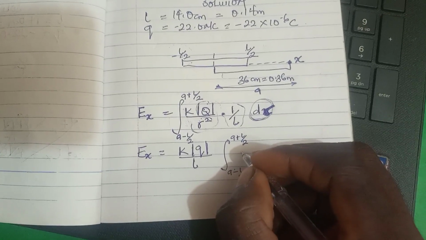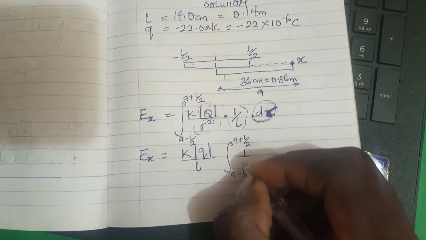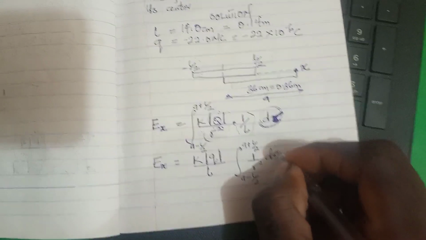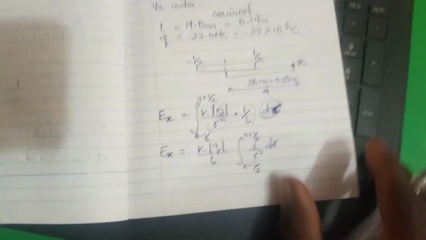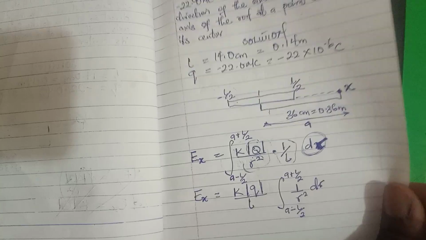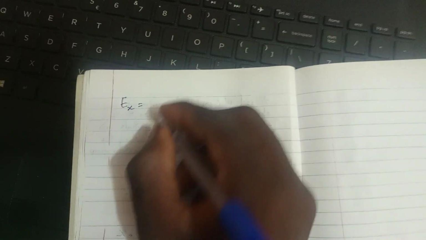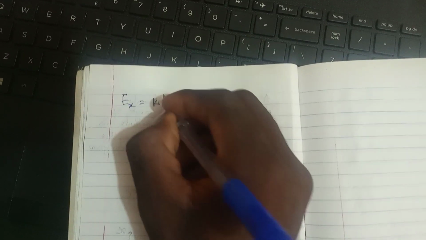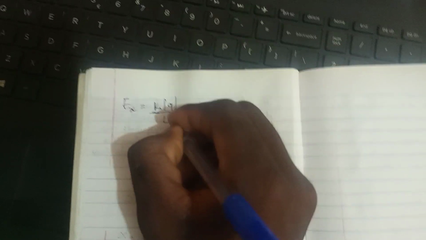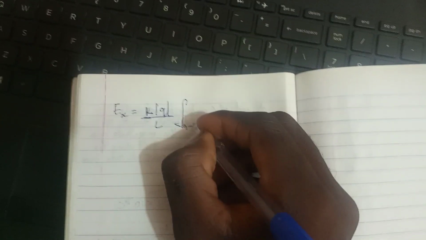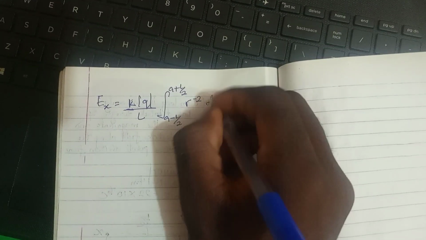We are integrating 1 over R squared, dR with respect to R. So if we go along, EX, we add K modulus of Q over L, integrating from A minus L over 2 to A plus L over 2, R raised to power minus 2. That 1 over R squared could be written as R raised to power minus 2 dR.